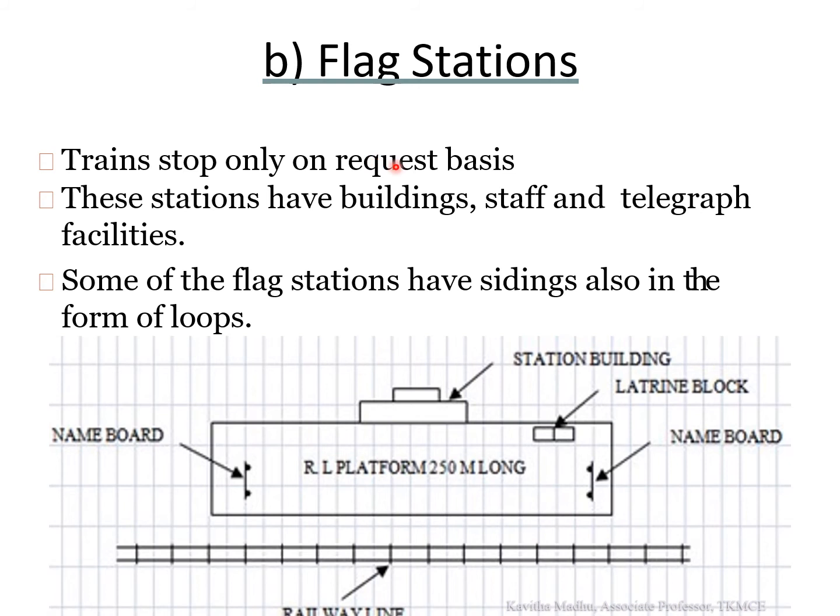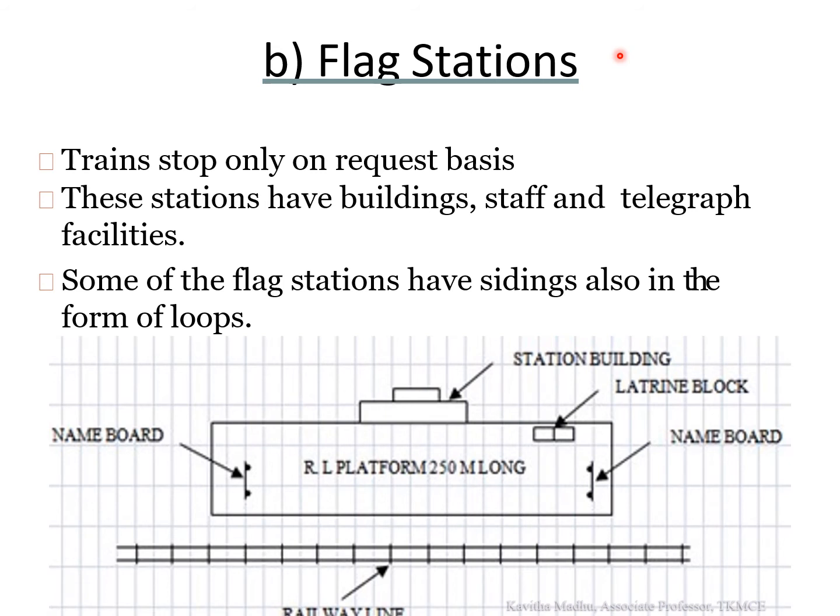A flag station describes a stopping point at which a train stops only on need or on request basis. Like if some passengers need to be picked up or dropped off, then the train will be stopping at this flag station. These stations usually don't have any overtaking or crossing facility, and also there won't be any control mechanism to control the movement of trains.